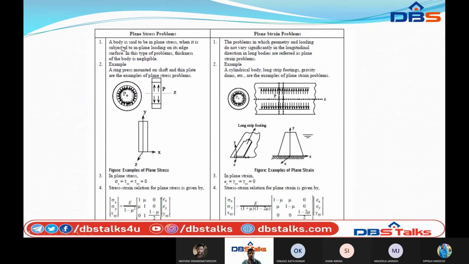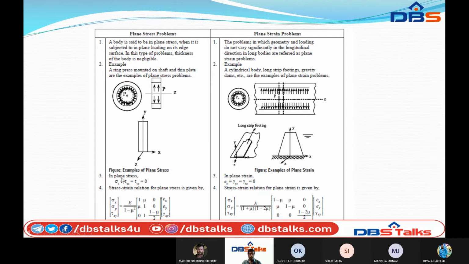Plane stress problem. A body is said to be in plane stress when it is subjected to plane loading. In this, I am taking a ring mounted shaft. In the middle will be the shaft, a ring mounted shaft. It is subjected to in plane loading. Thickness of the body is negligible, that is, thickness in z direction will be negligible. For example, a ring pressure mounted on a shaft, or a thin plate.